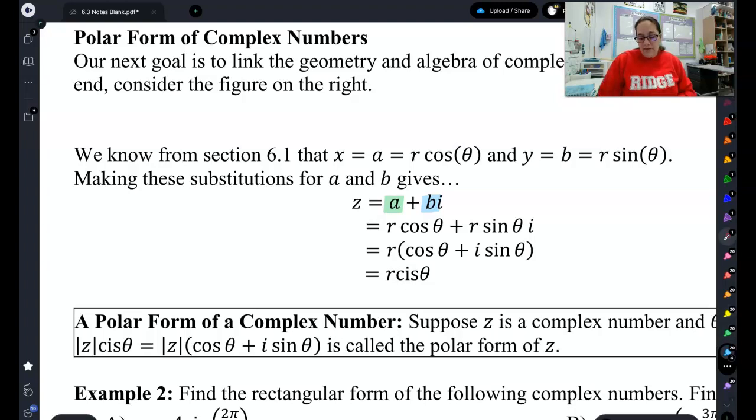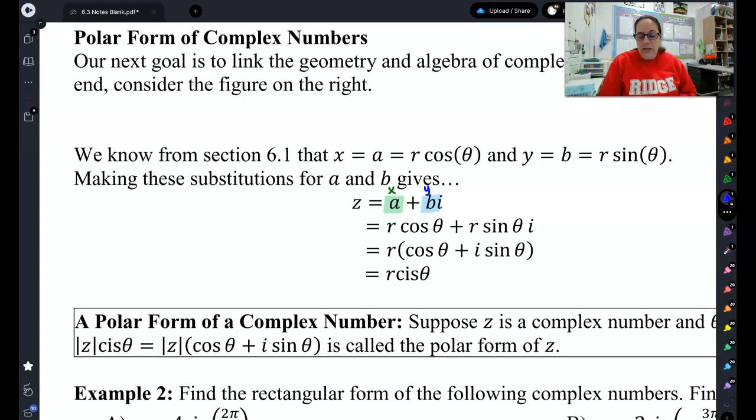From the last video, we know that this is the rectangular form of a complex number. We also know that this a is graphed as the x value and this b is graphed as the y value. That a comma b is the same thing as x comma y when we're graphing in the complex plane.